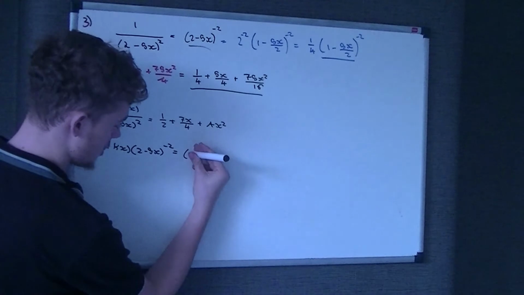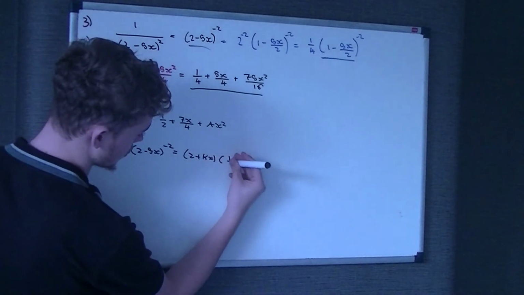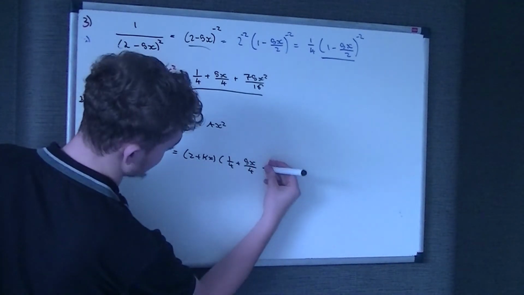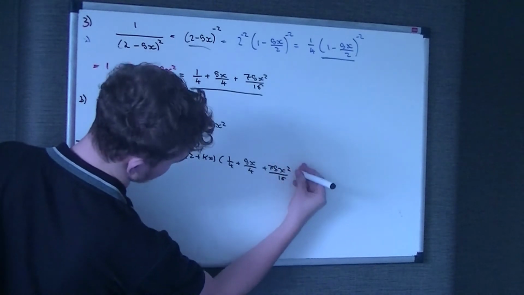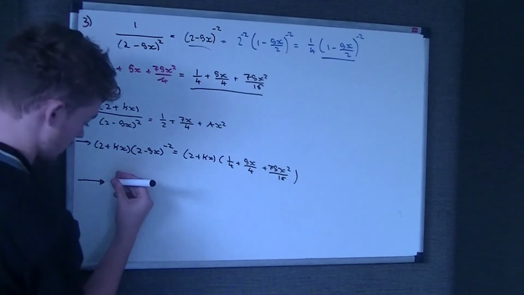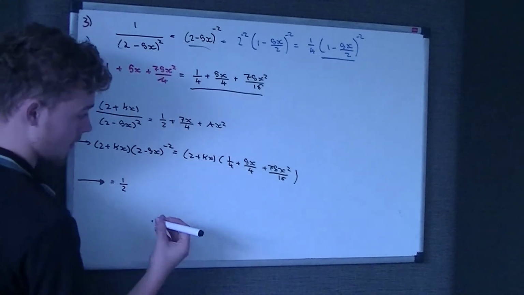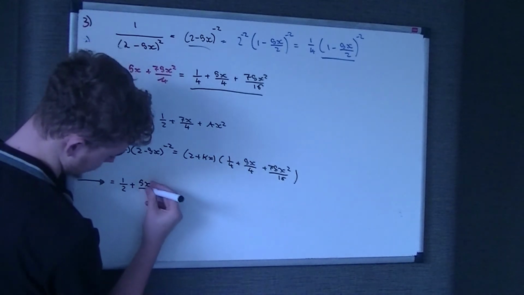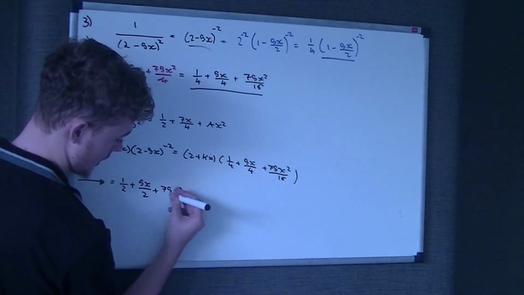So therefore it'd be 2 plus kx times a quarter plus 5x over 4 plus 75x squared over 16. Okay? So if we expand this out, I'm going to expand the 2 first. So then it's going to be equal to 2 times a quarter, which is a half, as we told up here, plus that's going to be 5x over 2 plus 75x squared over 8.